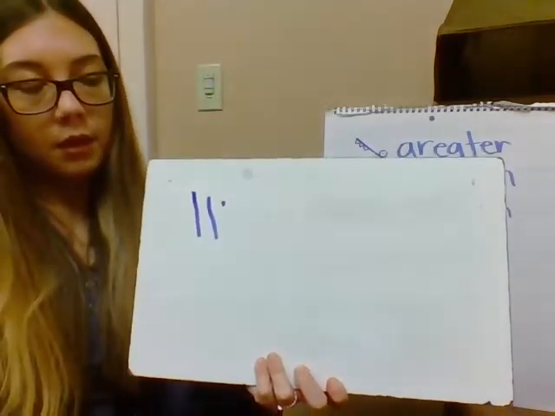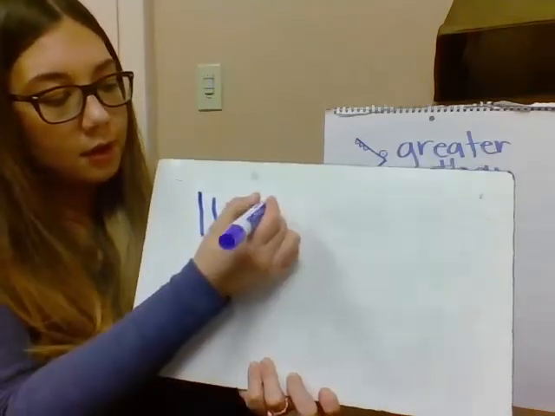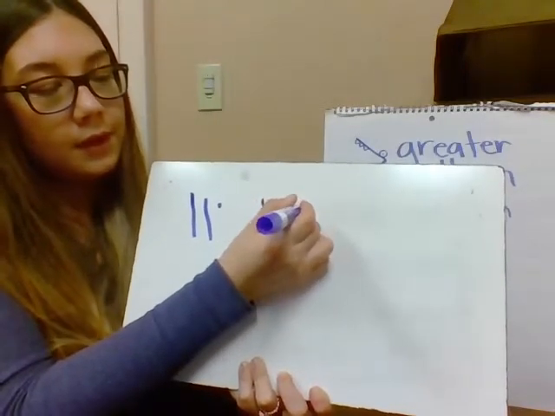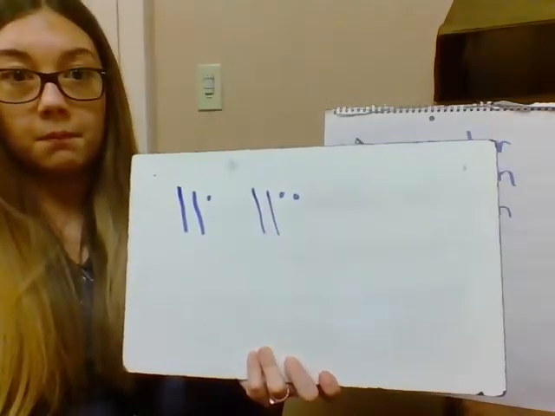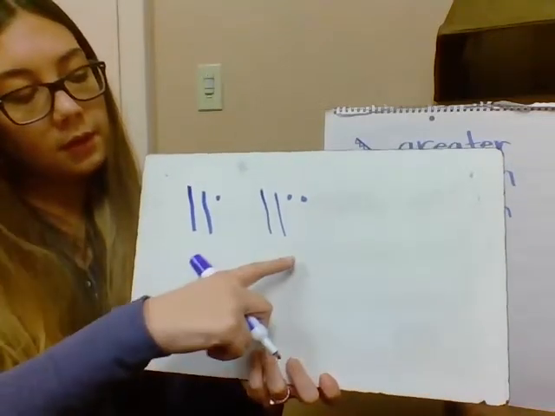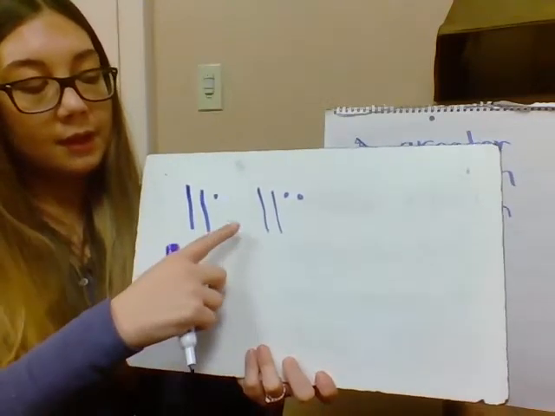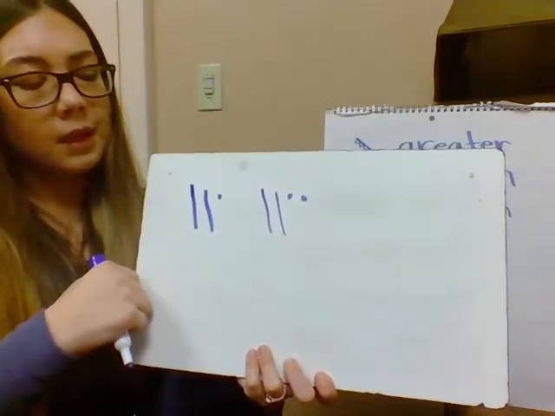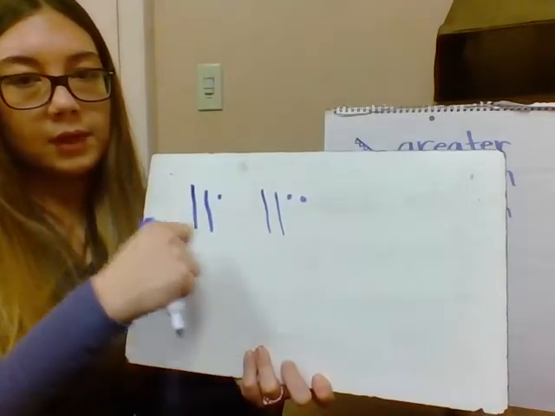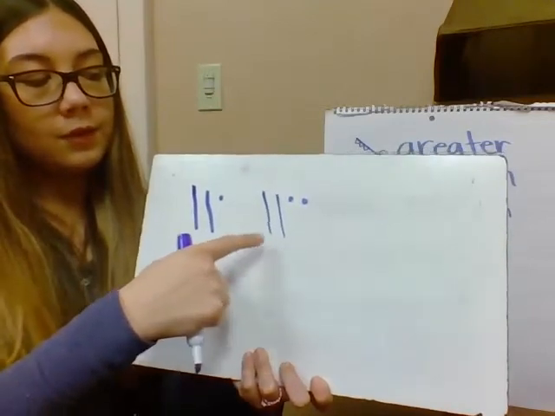I'm going to use my quick tens, and I've got a picture of 10, 20, 21, 22. They're very similar. 21, 22. Am I going to say 21 is less than 22? Am I going to say 21 is greater than 22? Or am I going to say 21 is equal to 22?